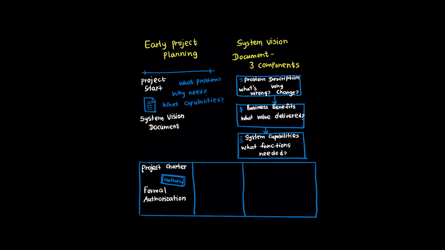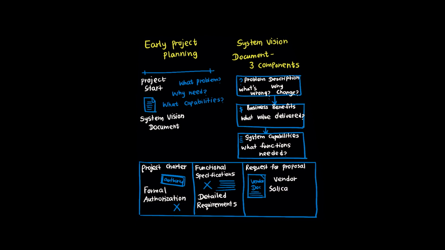Project charters formally authorize projects with timelines and budgets. Functional specifications detail technical requirements. RFPs solicit vendor proposals, but system vision documents provide that early conceptual scope definition.